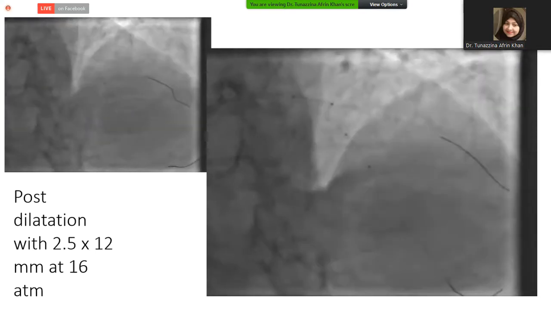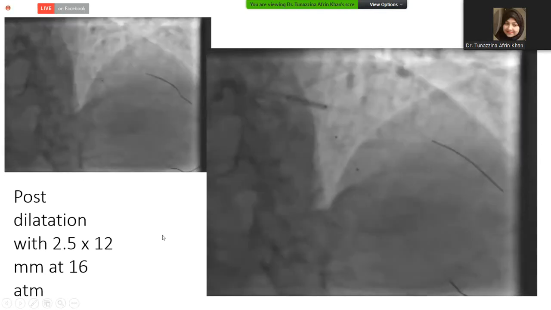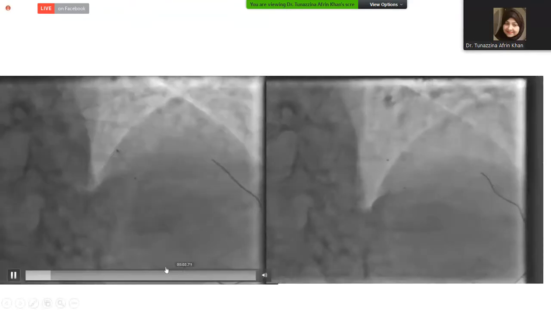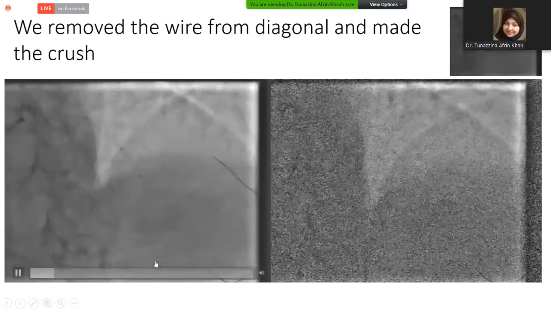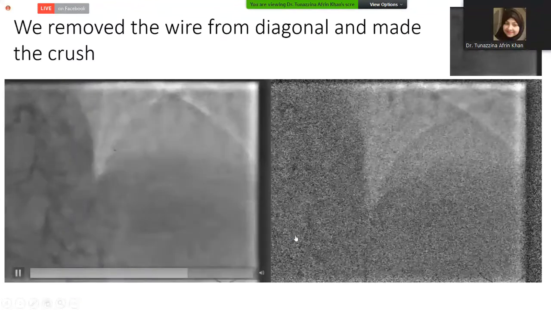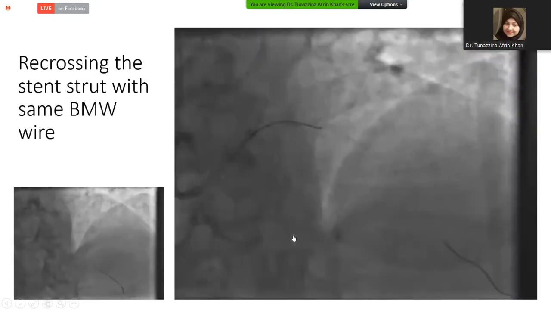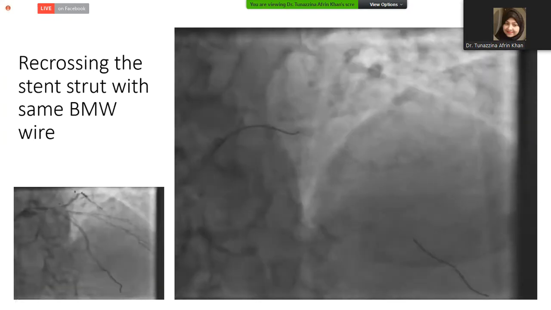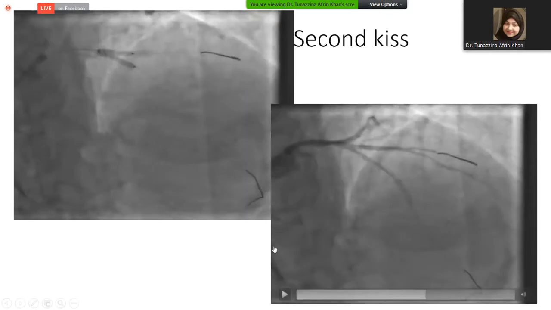And we post-dilated the lesion. Then we crushed the stent, and before that we removed the wire from the diagonal. We crushed the stent. And then we recrossed the diagonal stent strut with the same BMW wire. And we did the second kiss, which is the provisional first kiss in case of the DK crush.